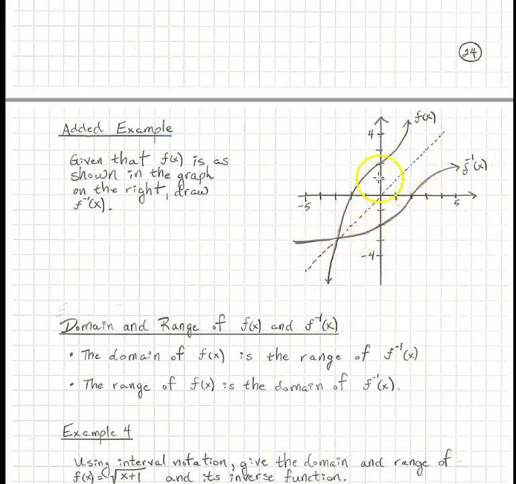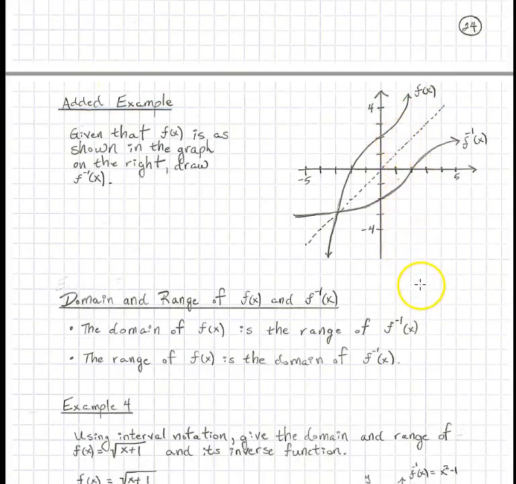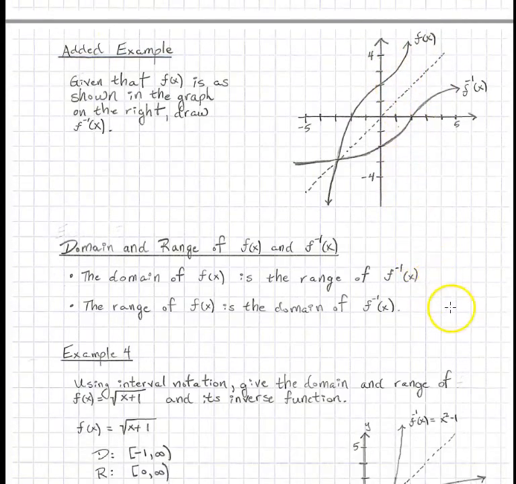Since the point (0, 2) is on the function f of x, that means the point (2, 0) would be on the function f inverse of x. Just like when we had to switch the x's and the y's to find the f inverse, it's the same thing. You switch the x's and the y's when you plot f inverse from f. Because of that, the domain and range also switch. In other words, the domain of f of x is the range of f inverse of x, and the range of f of x is the domain of f inverse of x. They switch.